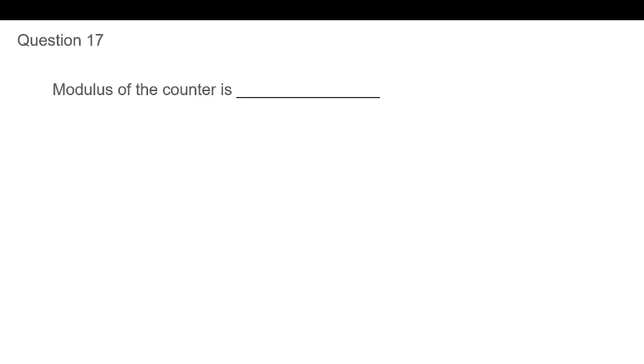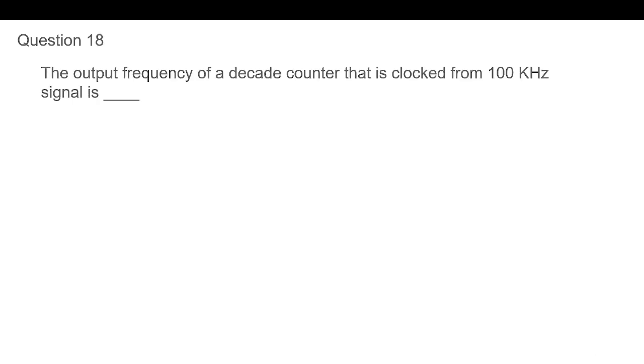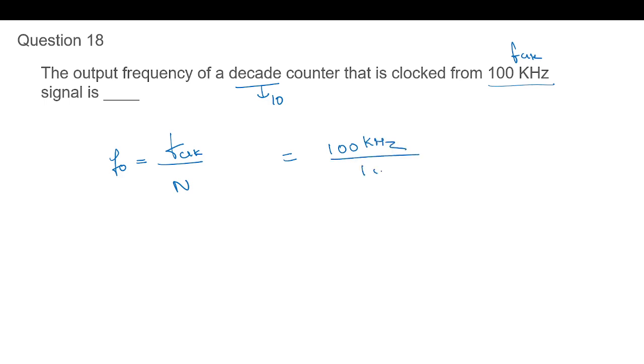Okay. Next question. Modulus of the counter. Okay. We will see this question. The output of a decade counter that is clocked with 100 kilohertz signal is, so decade counter means 10 is the modulus of the counter. So output is the input frequency. If I consider this as f clock, then f clock upon the modulus of the counter. So 100 kilohertz upon 10. So f0 is 10 kilohertz.